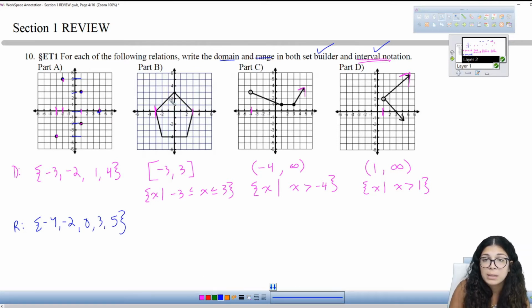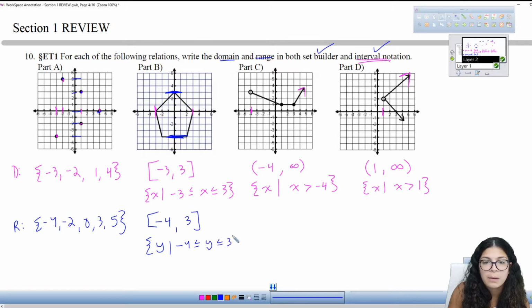Okay. Moving on to the next one. We do have a continuous line here, so I can write an interval. The smallest y value found on the graph would be right here, which is a y value of -4. And that goes all the way up to this y value up here, which is +3. In set builder notation, that would be y such that y is between -4 and 3.